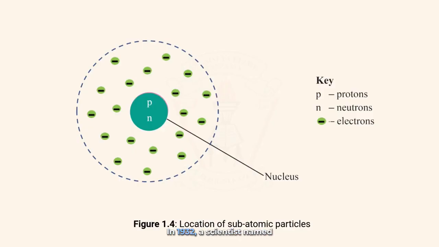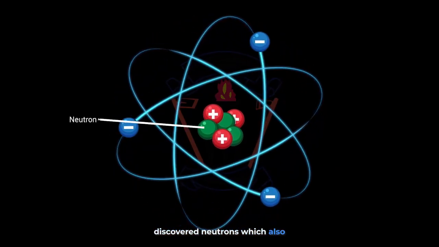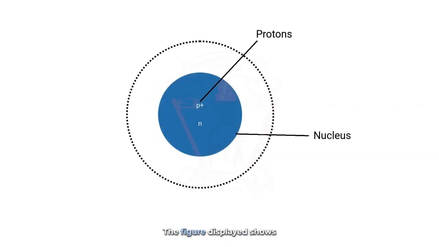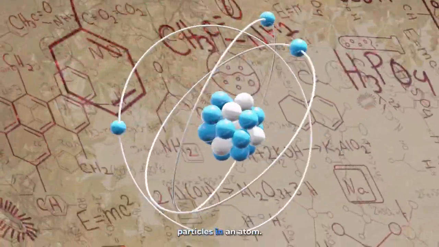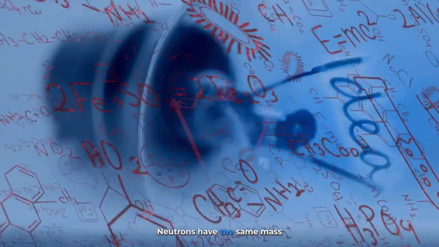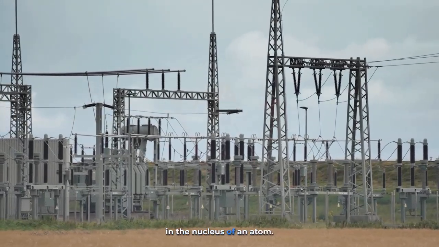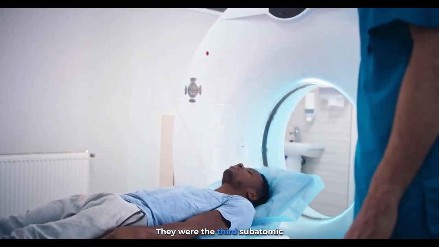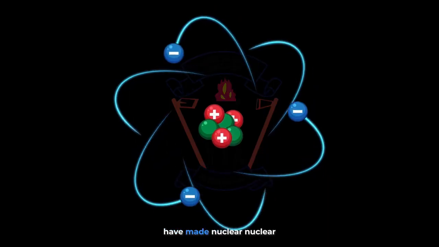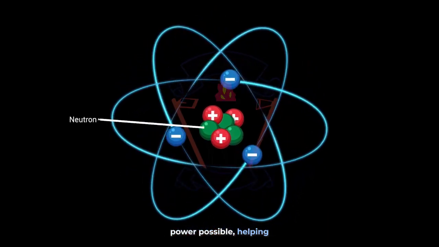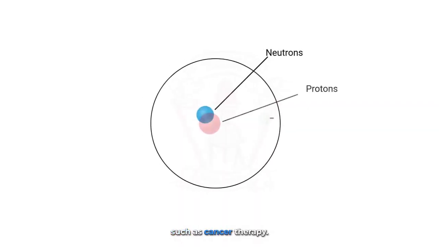In 1932, a scientist named James Chadwick discovered neutrons, which also form part of the nucleus. The figure displayed shows the locations of neutrons and other subatomic particles in an atom. Neutrons have the same mass as protons but no charge. They are located in the nucleus of an atom. They were the third subatomic particles to be discovered. The Chadwick discoveries have made nuclear power possible, helping to produce electricity and develop medical treatments such as cancer therapy.